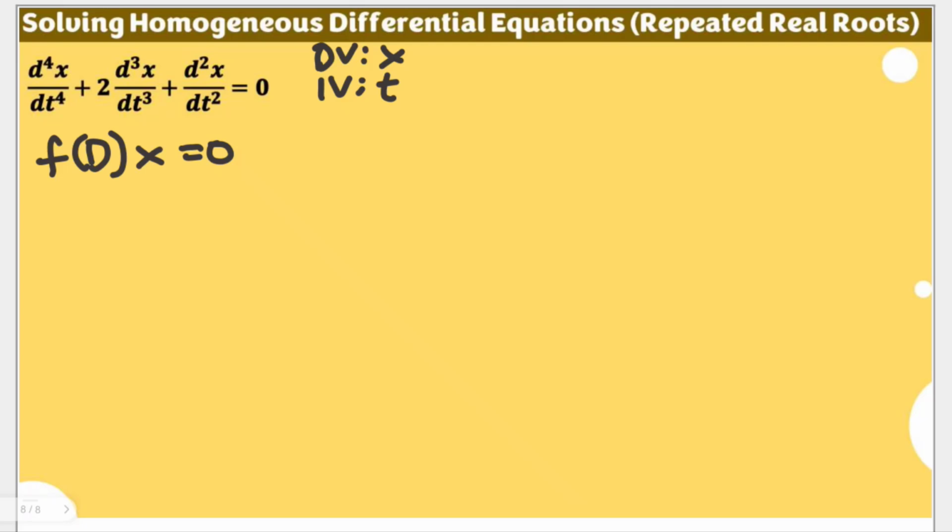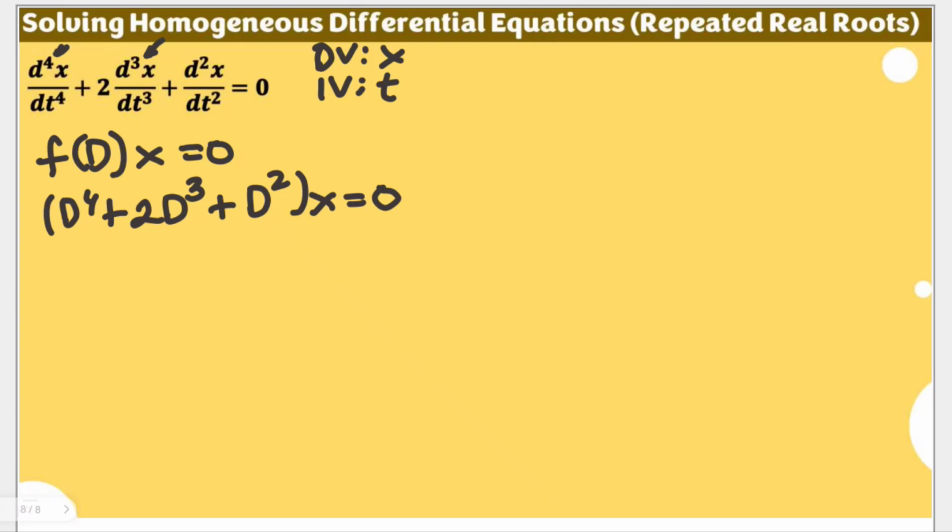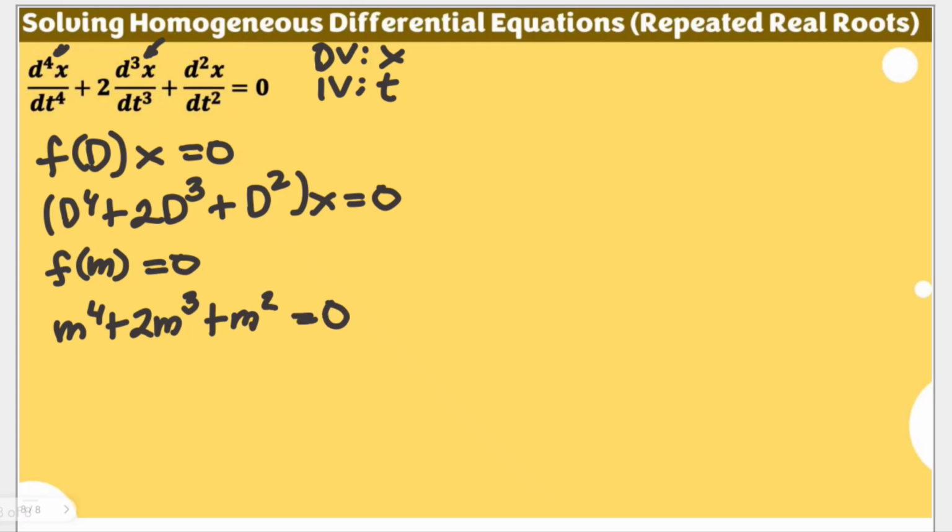In short, our given equation here is a 4th degree, so you will have D to the power of 4 plus 2D cubed plus D squared times x equal to 0. Sorry, I forgot again to write here the dependent variable x. This is very important because that's your guide later. Then after this, let's write the correct auxiliary equation where we use f of m. Therefore, our auxiliary equation now would be m to the power of 4 plus 2m cubed plus m squared equal to 0. We'll be solving for the roots of this auxiliary equation now, to see later on if there are really repeated and real roots.